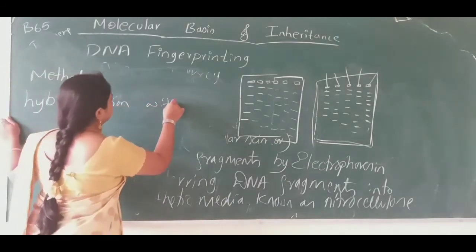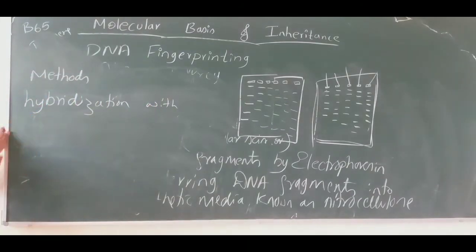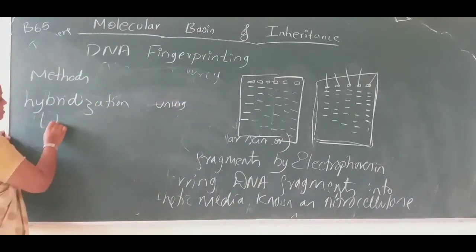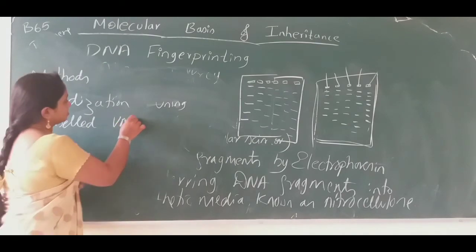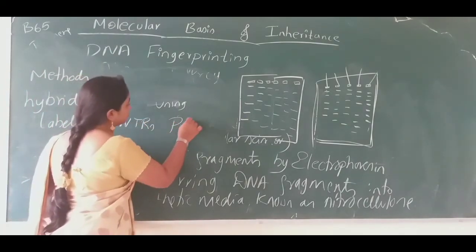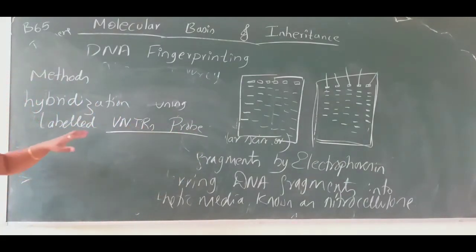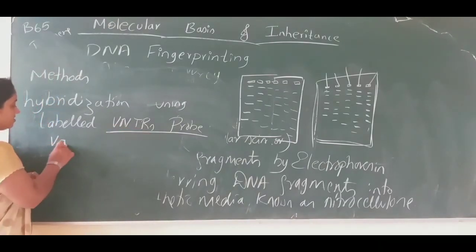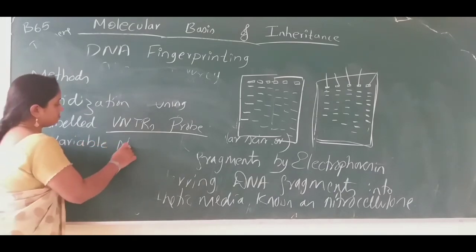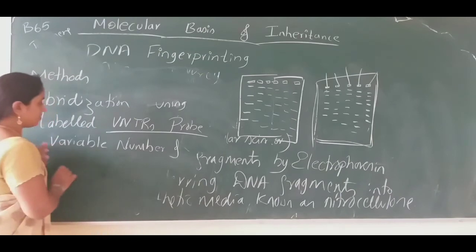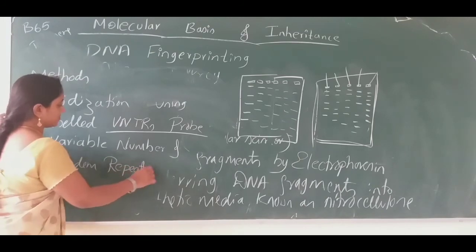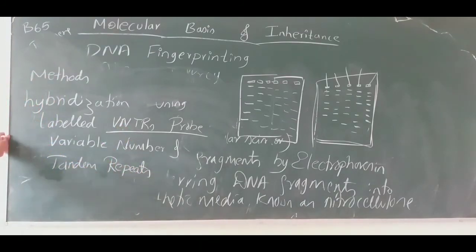Hybridization with labeled VNTR probe. I forgot to mention this: VNTR stands for variable number of tandem repeats. Just write this: variable number of tandem repeats. The short form is VNTR.